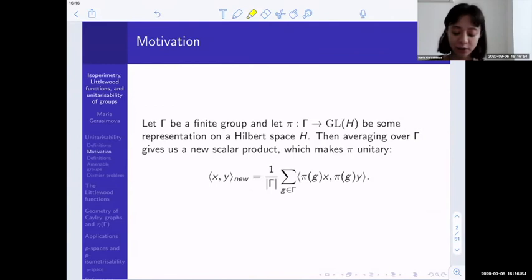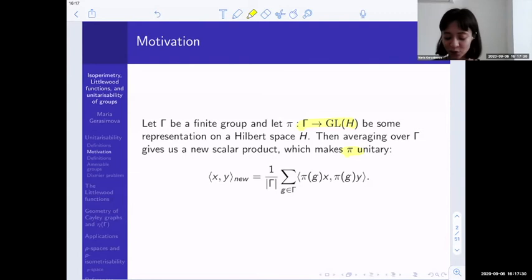If you have a finite group, in my talk I will be mostly interested in infinite groups. But just for this moment, let us assume that gamma is a finite group, and let us assume that we have some representation of gamma on a Hilbert space H. Then, if I define a new scalar product like this, averaging over my group gamma, I can make my representation phi unitary. That's the basic and very classical result, I guess. We just average, and this is a very nice result.